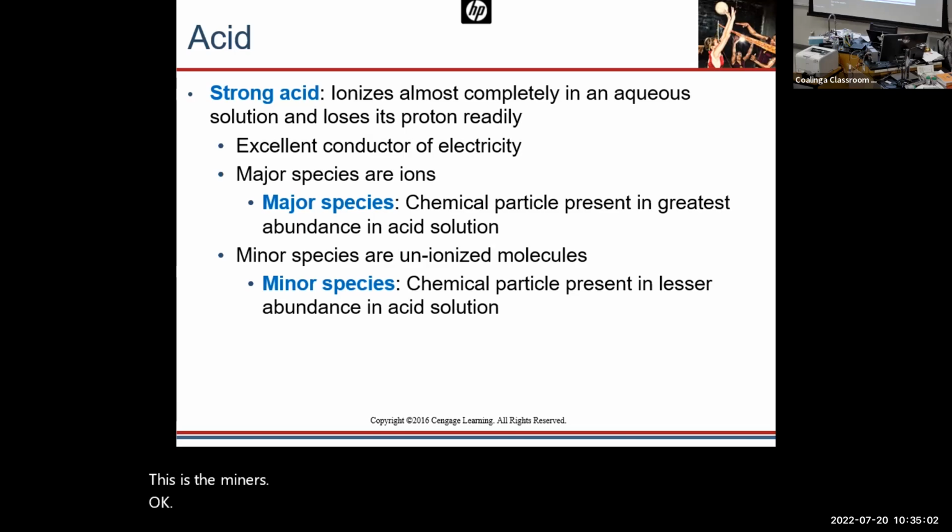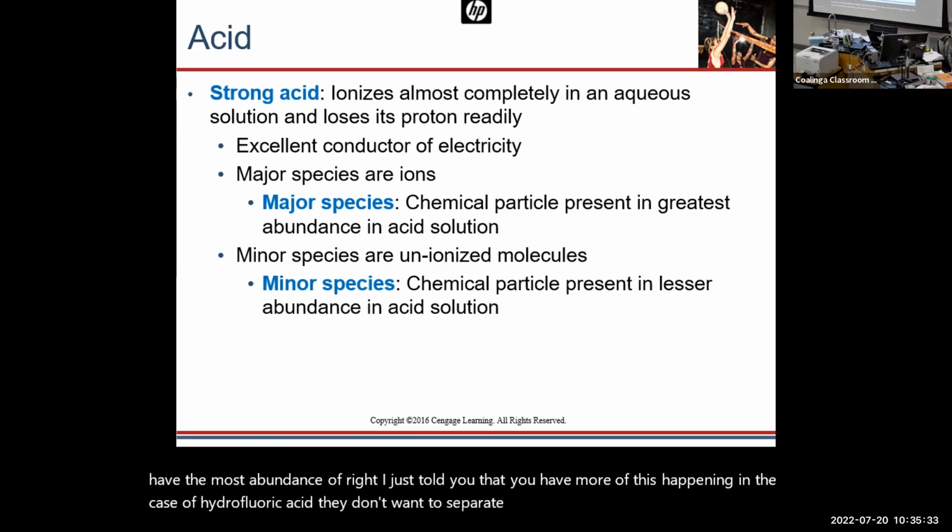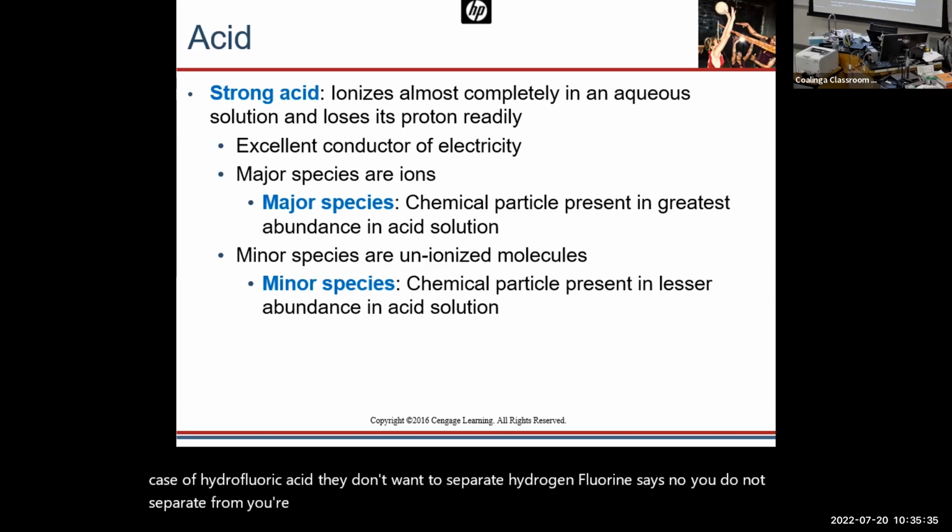So in the case of a weak acid, who's going to be the major species? Together or separate? Together is going to be the major species. Major basically means the one that you're going to have the most abundance of. I just told you that you have more of this happening in the case of hydrofluoric acid. They don't want to separate. Fluorine says, no, you do not separate from me. You're staying right next to me. So this here is going to be a major.